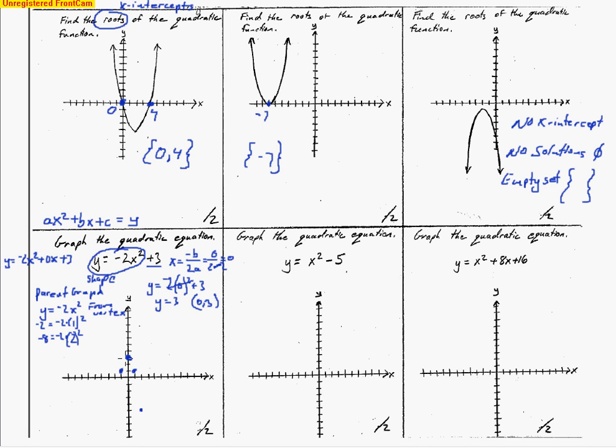Do the same thing on the other side. 2 over, to the left, down 8. And again, you can do that because when you square negative 2, you get the same answer. And using the parent graph, you always go from the vertex, not back to the origin.